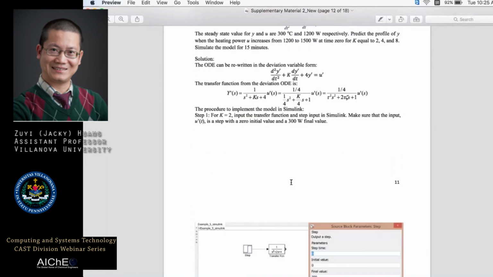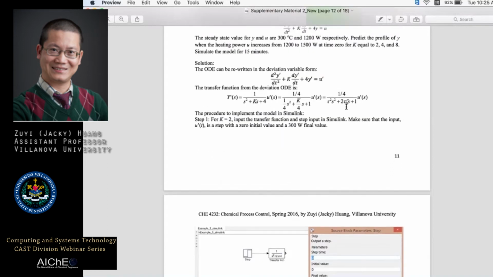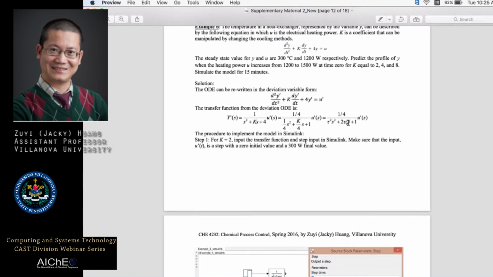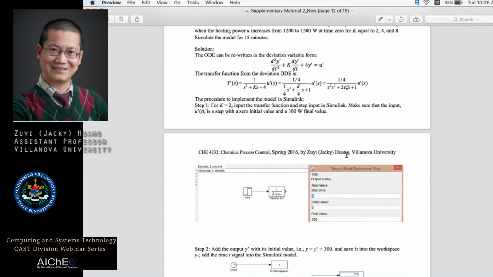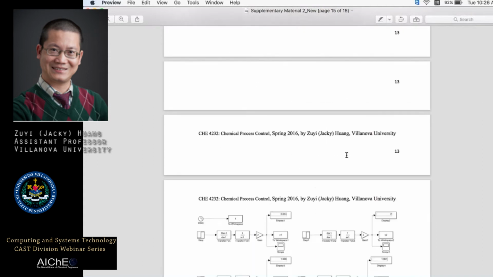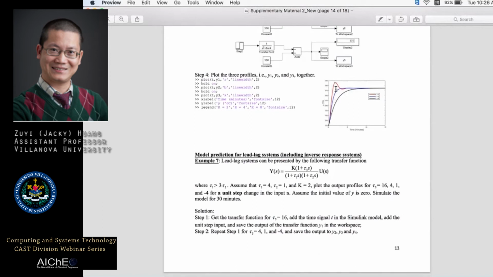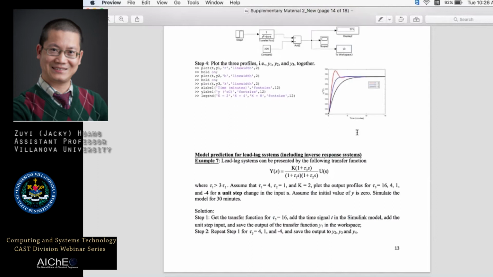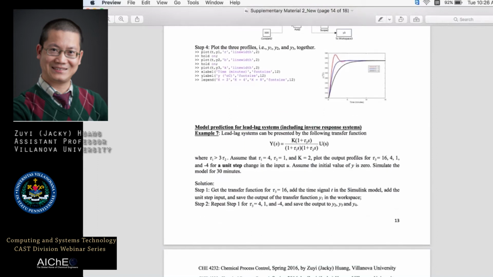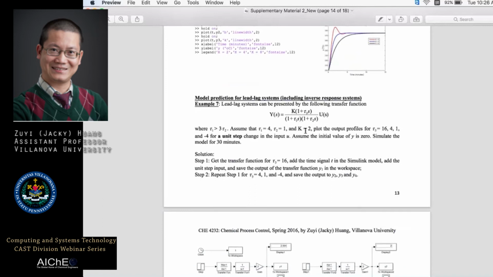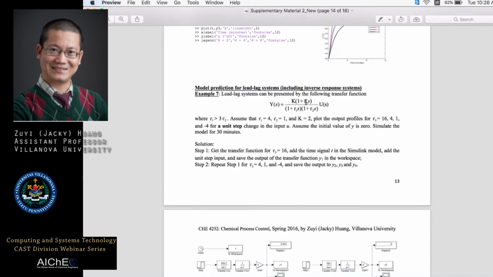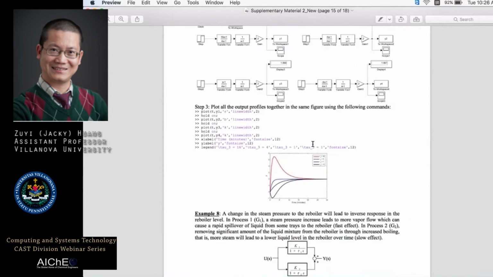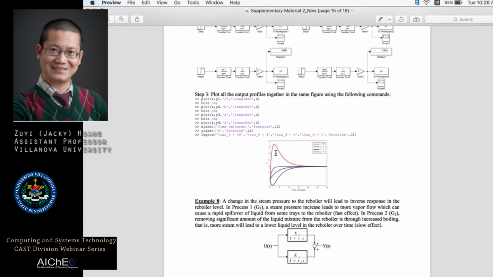And then in example 6, for the second order system here, I show the students how the value of zeta, the damping coefficient, changes the output profiles, because for the second order underdamped system, we see oscillation in the step response. And in example 7, I show the lead-lag system, how the time constant in the numerator changes the output profiles. So here we have a lead system and we have a lag system.